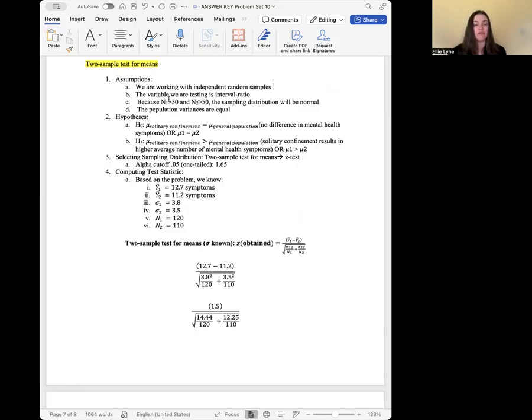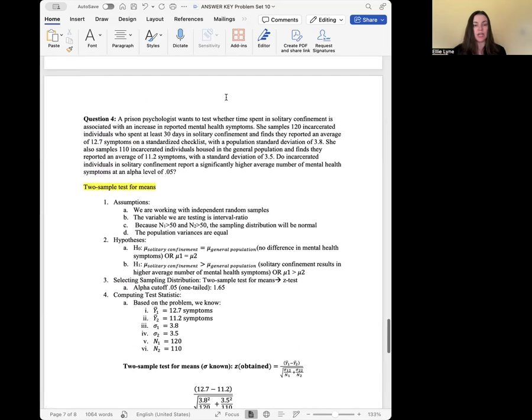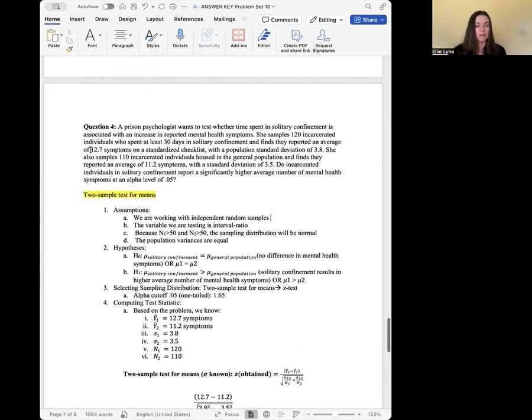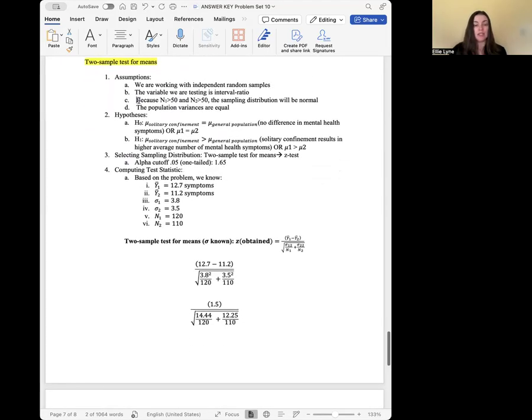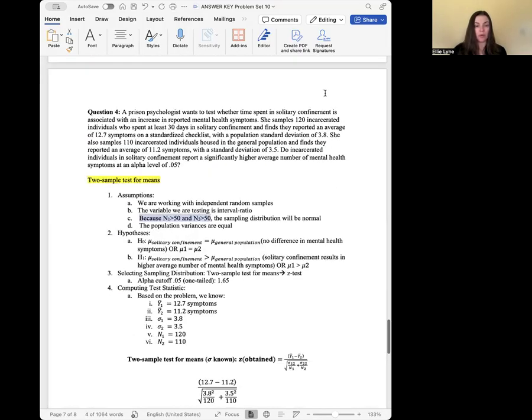Here for means, the variable we are testing is interval ratio. Okay, here, number of symptoms, right? 12.7, and here we have 11.2. So it's the number of symptoms, right? This is something that we can count. It's numerical. There's a distinct difference in numeric distance between them. So we're good to go there as well. And because both of our groups exceed a sample size of 50, the sampling distributions will be normal.